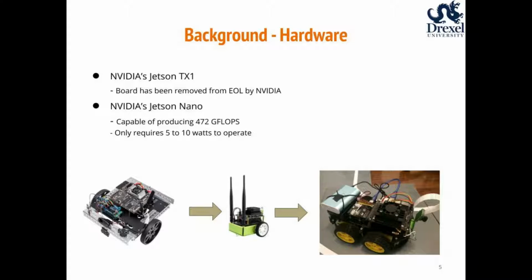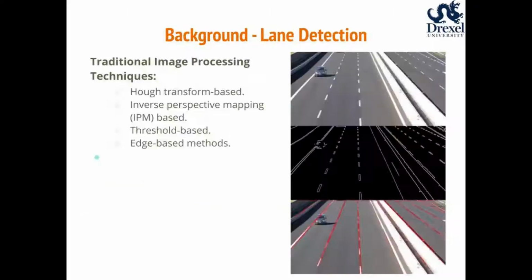The Jetson Nano is capable of producing 472 GFLOPS for running AI algorithms fast, running multiple neural networks in parallel, and processing several high-resolution sensors simultaneously. While the Jetson Nano is a high-performance computing module, it only requires 5 to 10 watts to operate, making it ideal for this project. In the slide, you can see the 3 hardware iterations this project went through.